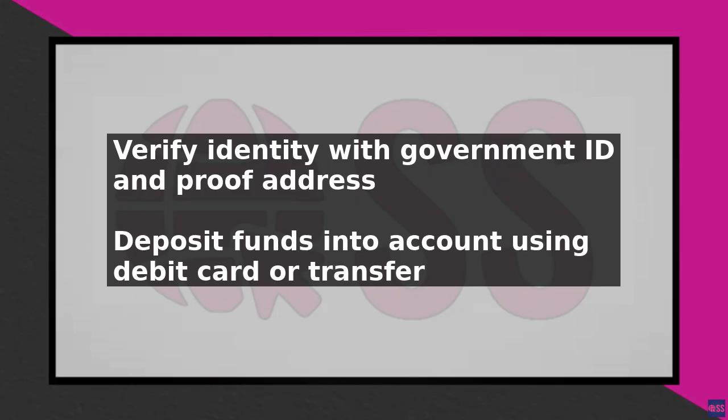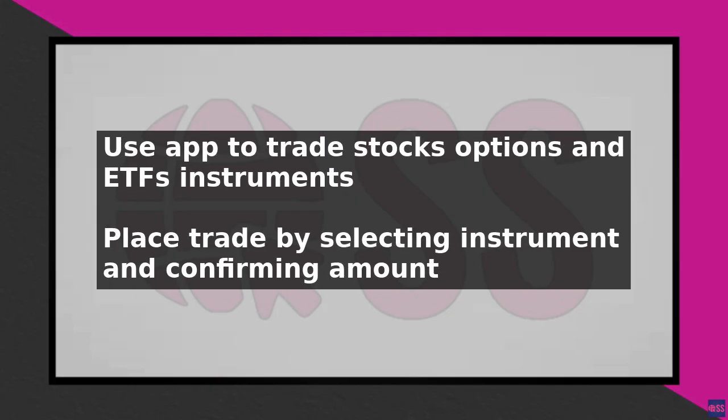The Webull app offers a range of features including real-time market data, news and analysis, and trading tools. You can use the app to trade a variety of financial instruments including stocks, options, and ETFs. To place a trade, simply select the instrument you want to trade, choose the amount you want to invest, and confirm the trade.